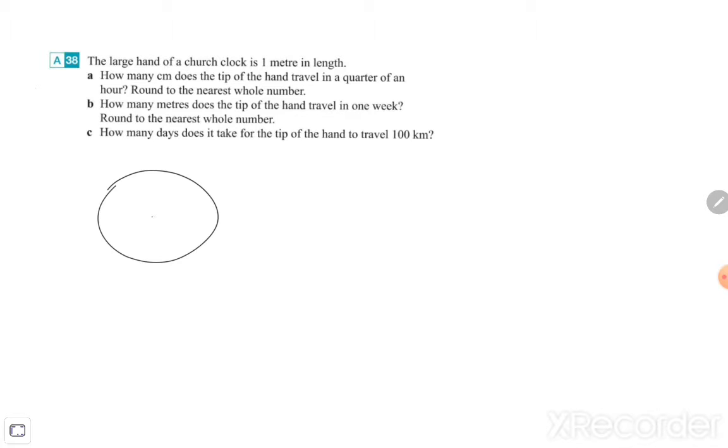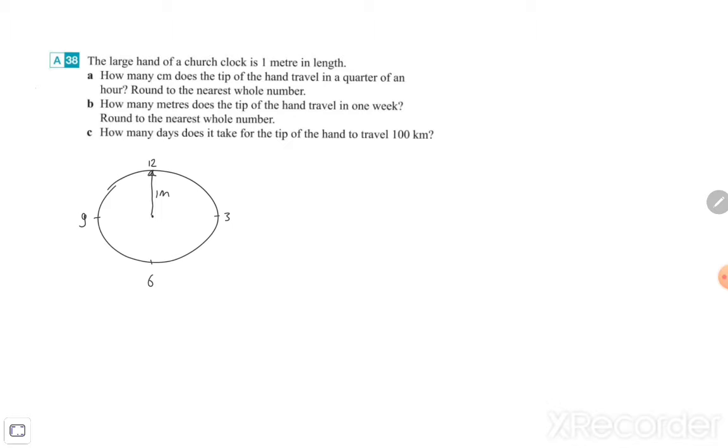There's my clock. This is the center and this is my minute arm. It's pointing at the 12. You just put the 3, and there's the 6 and there's the 9. So that's the minute arm, which has a length of 1 meter. Question A is how many centimeters does the tip of the hand travel in a quarter of an hour? So not 1 hour, but a quarter of an hour.